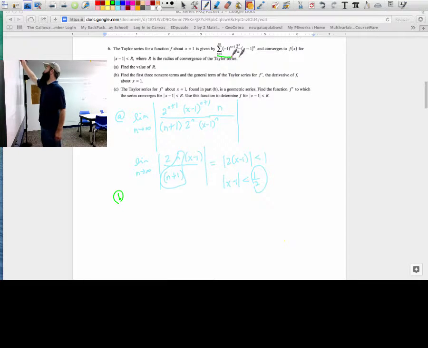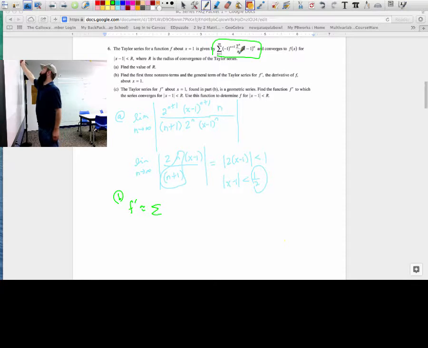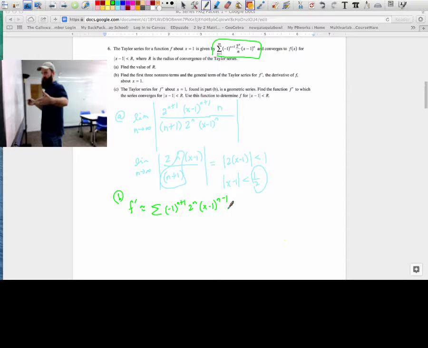So I'm going to take the derivative of this thing, and keep in mind the only thing in this that's a variable is x, so everything else is constant. This is basically going to be taking the derivative with the power rule. So f prime would be, I bring down the n, and the n cancels with this n here. So what I end up with is negative 1 to the n plus 1, 2 to the n, and then x minus 1 to the n minus 1. Because again, the n I brought down and the n that was already there canceled each other out. So now that's the general term.